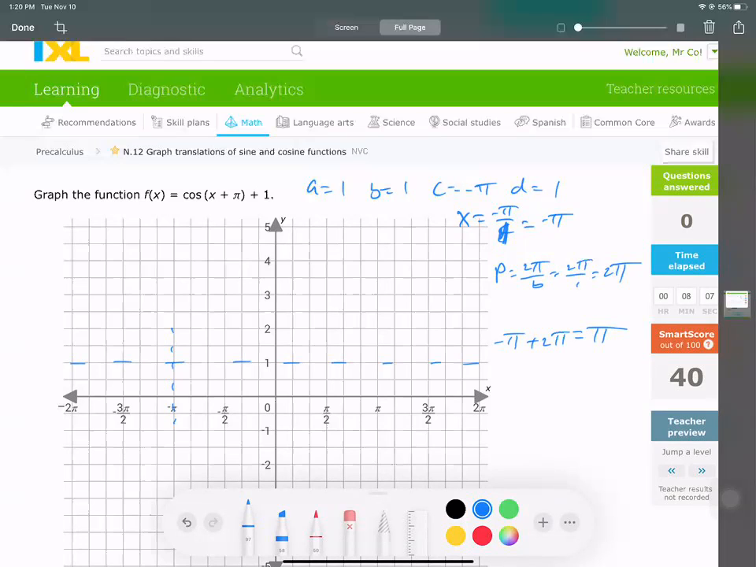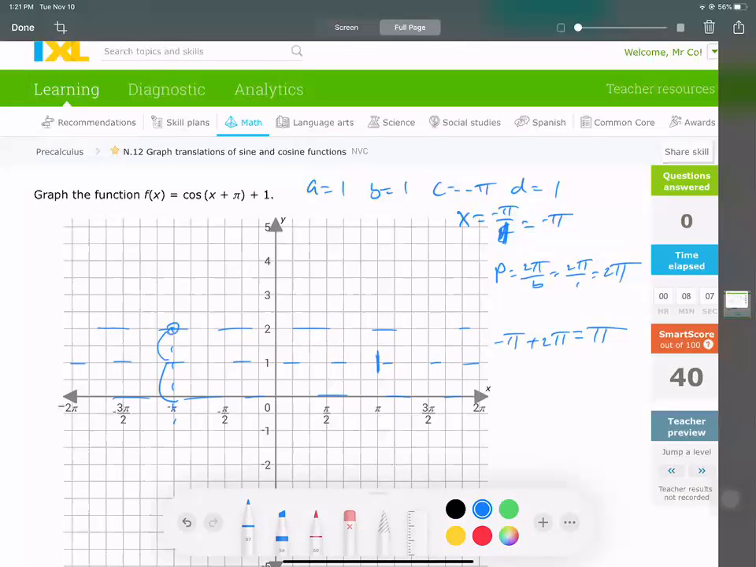So if I start at negative pi, we're going to stop over here somehow. And then we did D, C, B. We just need A. A, the amplitude, is up 1, down 1. So we know we're going to be up here, down here. The next thing I have to say is that we also now need the period. We have a period of 2 pi, and this is a cosine graph. So cosine starts on top.